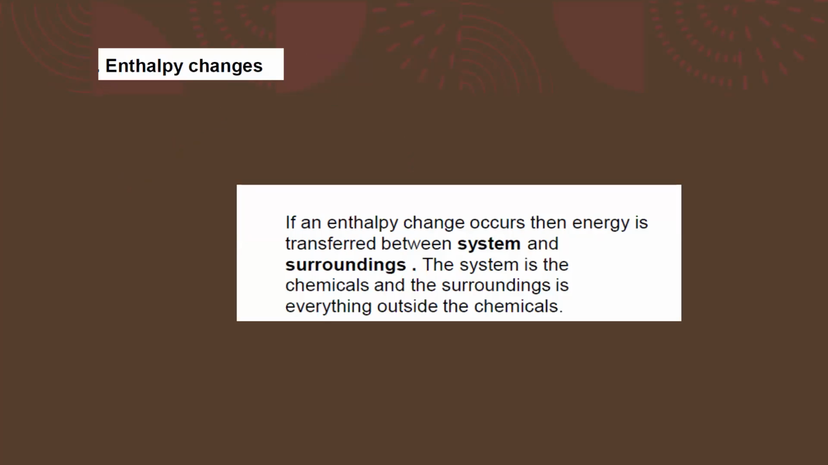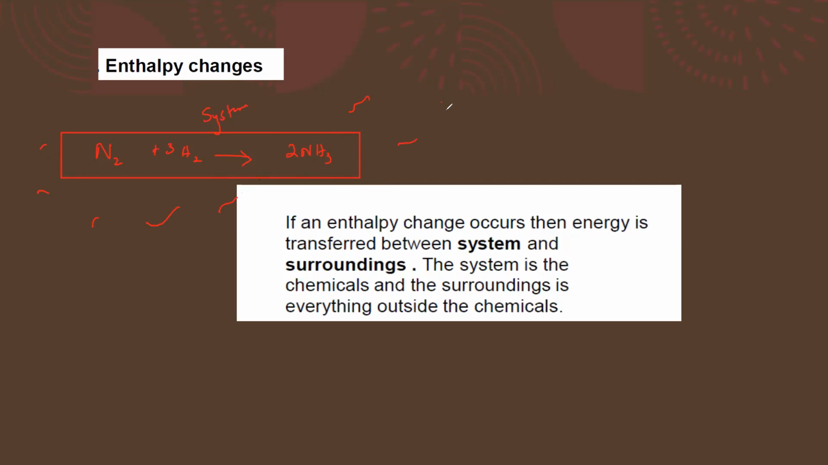For example, if we have nitrogen reacting with hydrogen to give ammonia, what is the system here? The system refers to the chemicals. So nitrogen, hydrogen and ammonia, they all refer to the system. And what is the surrounding? All the things other than the system refer to the surrounding.